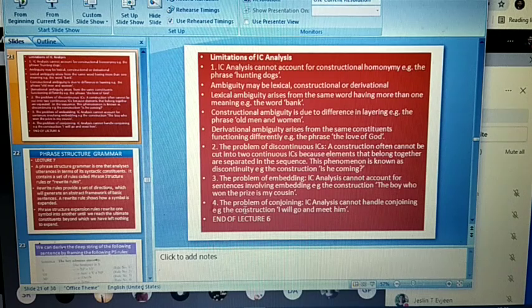And now we come to another demerit of IC analysis, the problem of conjoining. IC analysis cannot handle conjoining. Say, for example, I will go and meet him. Here you have two clauses combined by a conjunction, and this kind of conjoined clauses or sentences cannot be completely explained by IC analysis. So this is what we have to remember about immediate constituent analysis.